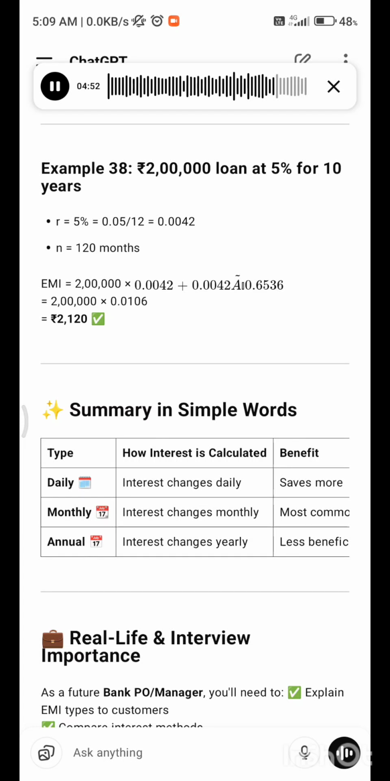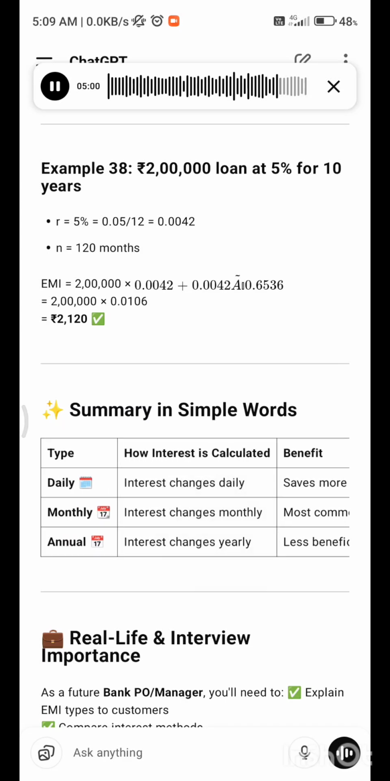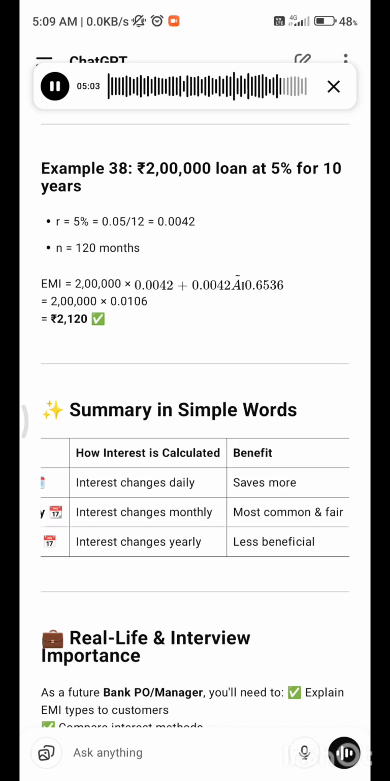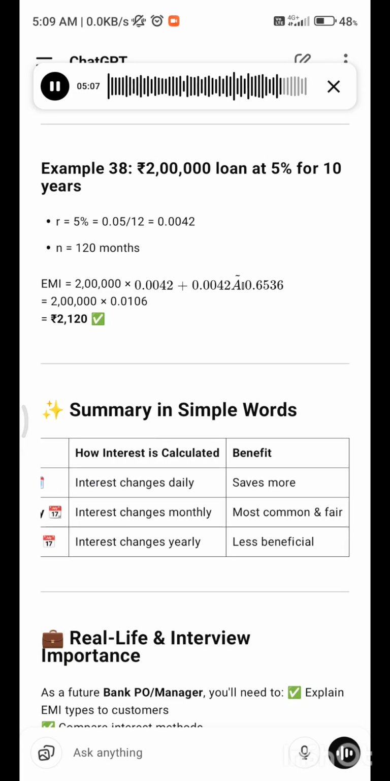Summary in simple words. Type: how interest is calculated, and benefit. Daily: interest changes daily, saves more. Monthly: interest changes monthly, most common and fair. Annual: interest changes yearly, less beneficial.